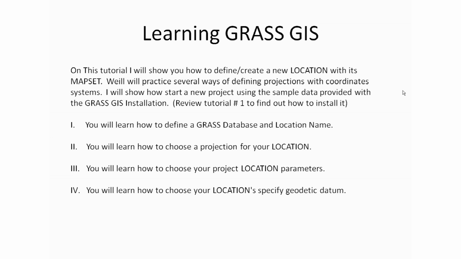If you haven't done so, please review tutorial number 1 so you know how to install GRASS GIS with the sample data that we will be using in these tutorials. You will learn how to define a GRASS database and location name, how to choose a projection for your location, how to choose your projection location parameters, and also how to choose your location specific geodetic.